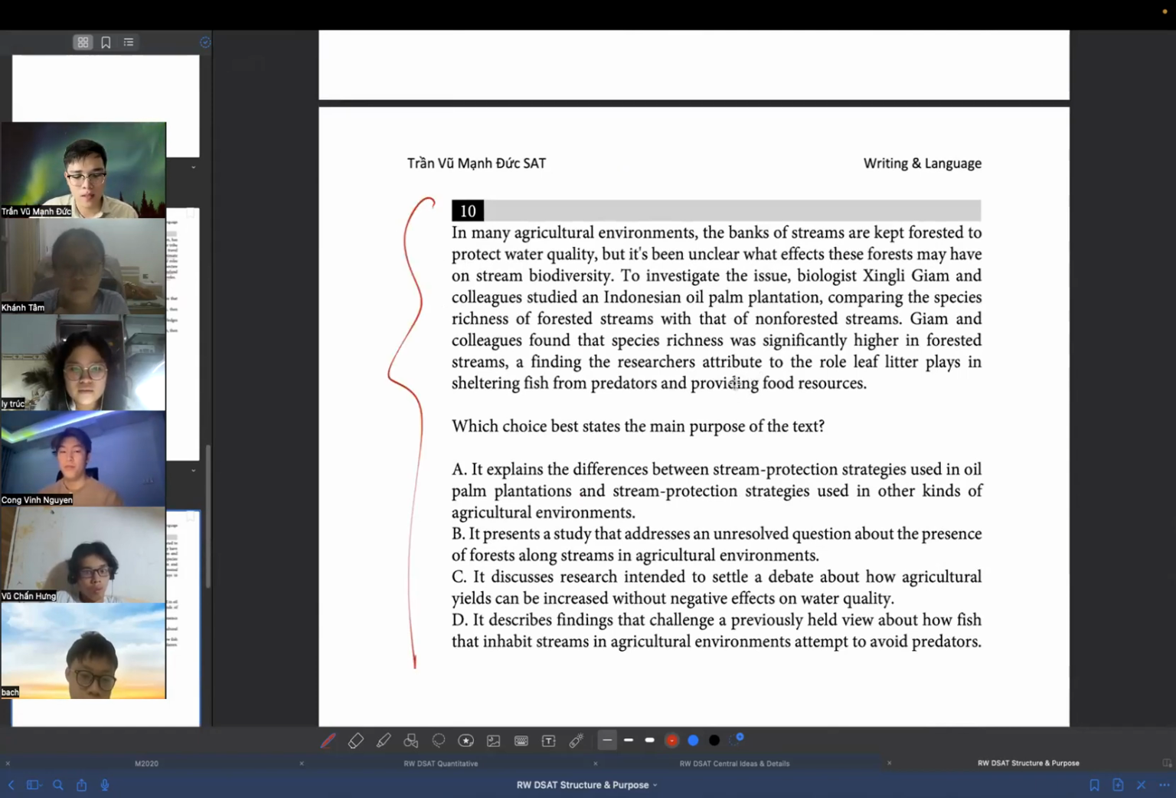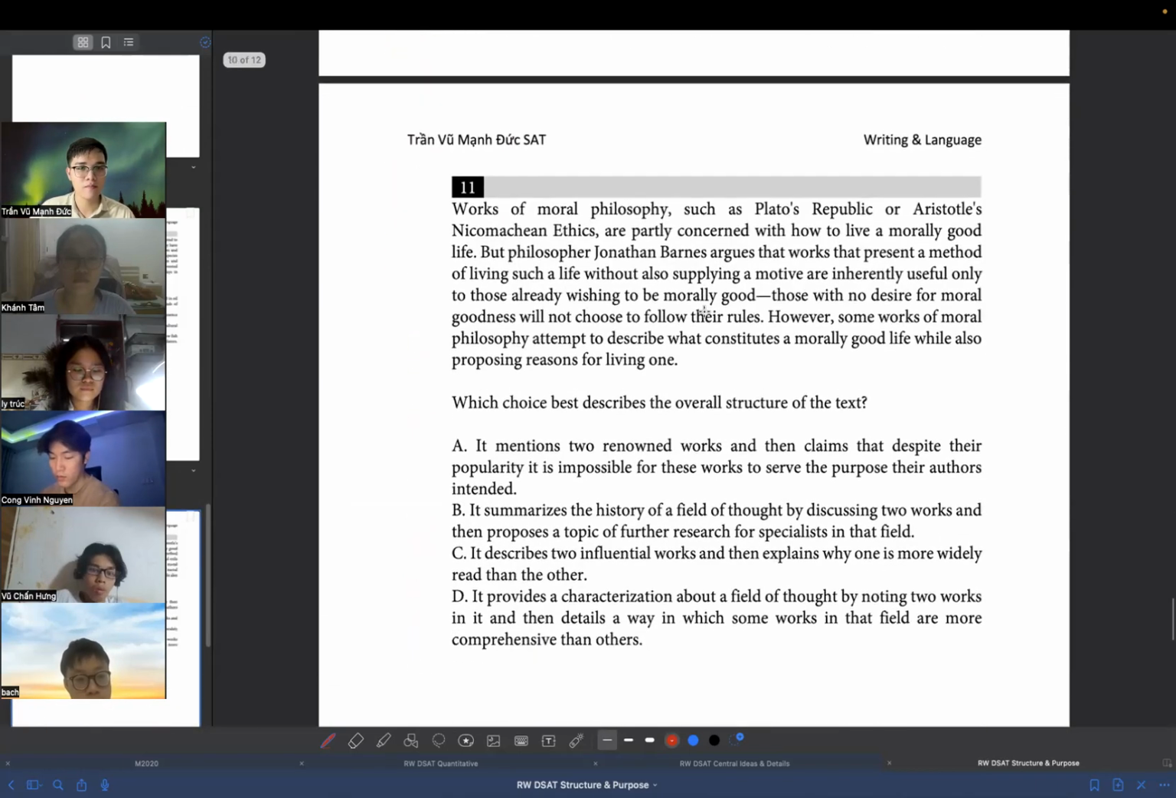10B. It presents a study that addresses an unresolved question about the presence of forests along streams in agricultural environments. A study that addresses an unresolved question presents a study. It's been unclear, unresolved question. Yes, correct. Let's see, to investigate the issue. Yes, so this is a study about an unresolved question. Very good. Next up, 11.